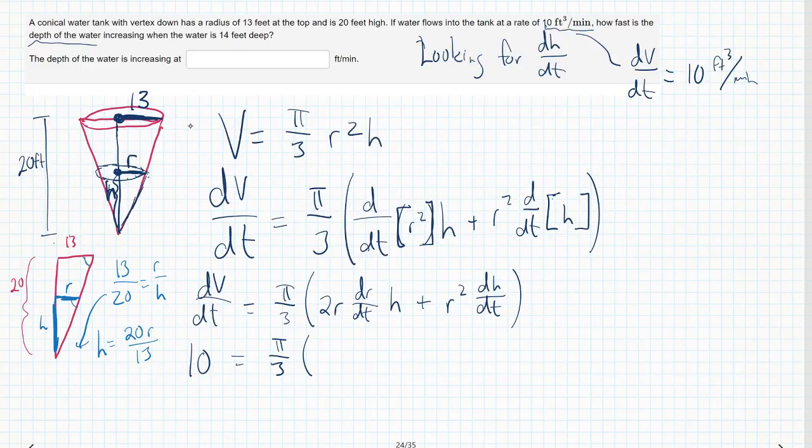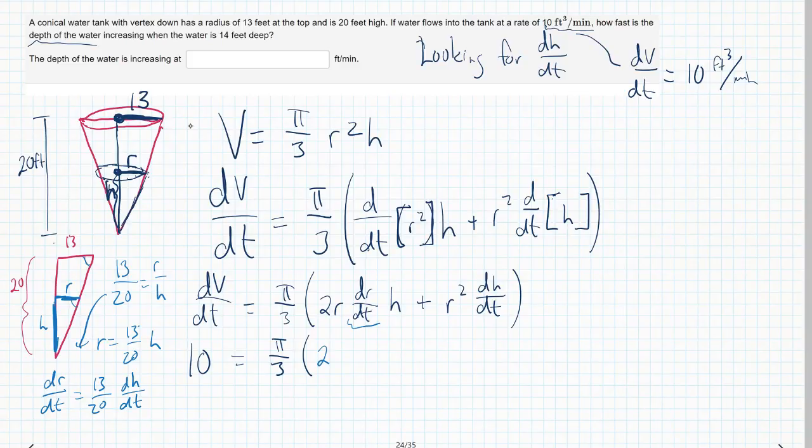So notice when we take this and we want to try and get rid of this dr/dt, we get dh/dt. Well, I'm sorry, we're trying to solve for dh/dt. I actually did that backwards real quick. Let's try and solve for r so we can put everything in terms of h. So notice that would make r equal to 13 over 20 times h, right? So that means dr/dt equals 13 over 20 dh/dt. So now we can try and work this out.